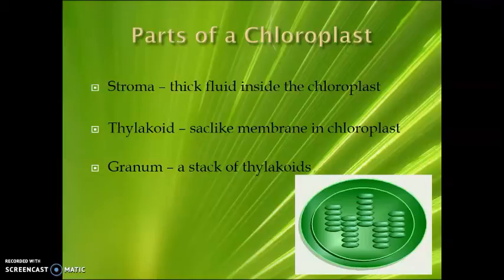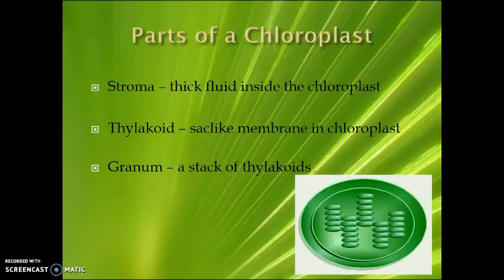So there's 5 major parts of the chloroplast you need to know. First is the stroma. The stroma is a thick fluid inside the chloroplast. It's kind of like the cytoplasm, but just inside the chloroplast. It's that really thick, viscous, sticky fluid that keeps all the other parts floating. So it's kind of like cytoplasm, but it's just for the chloroplast. That's the stroma. So that's going to be all the empty space represented inside of a chloroplast. That's going to be your stroma.